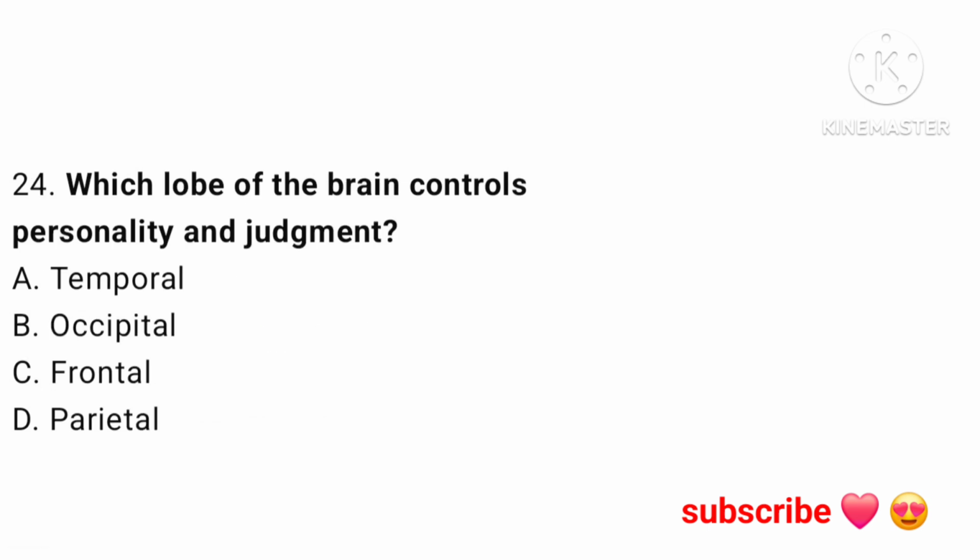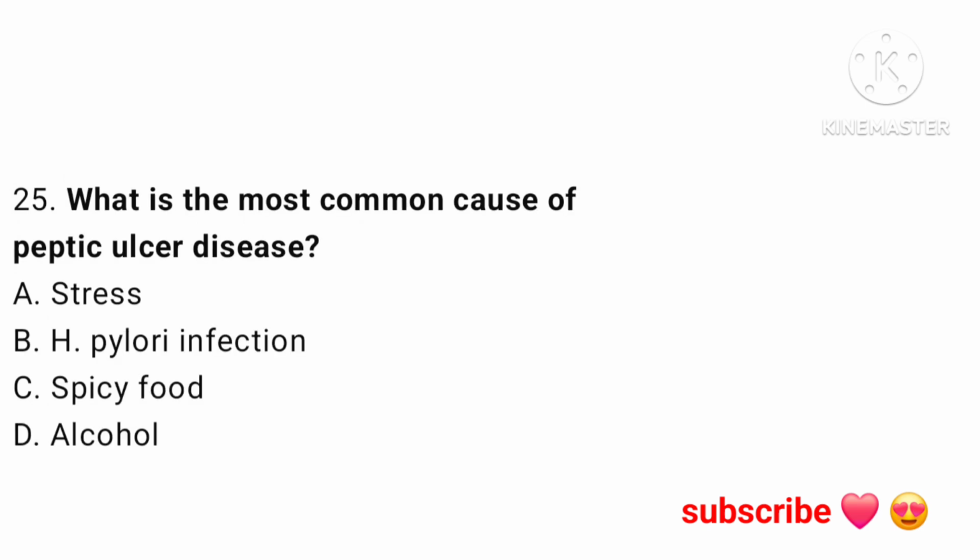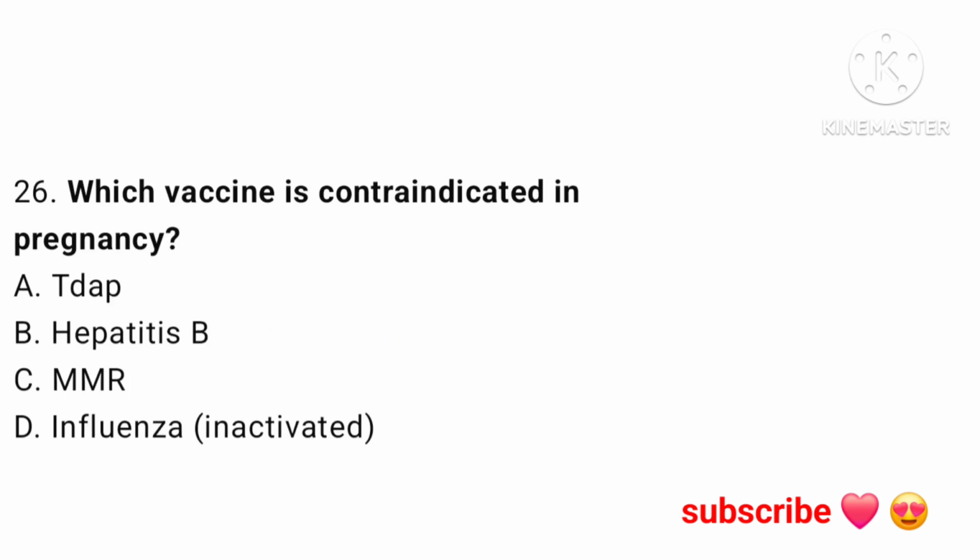Which lobe of the brain control personality and judgment? Correct option is B. Frontal. What is the most common cause of peptic ulcer disease? Correct option is B. H. pylori infection. Which vaccine is contraindicated in pregnancy?